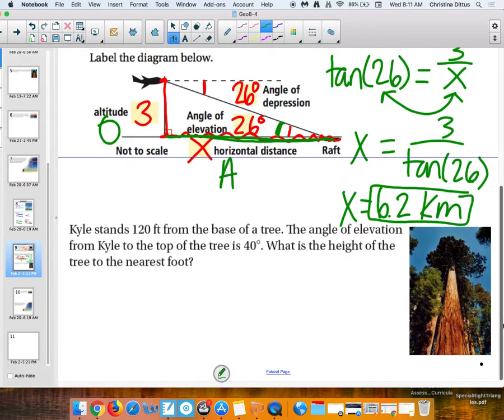Quick question. When do I know to use regular tan or inverse tan? Trying to find angle or side? Angle or side. If I use angle, do I want to use my inverse or regular?